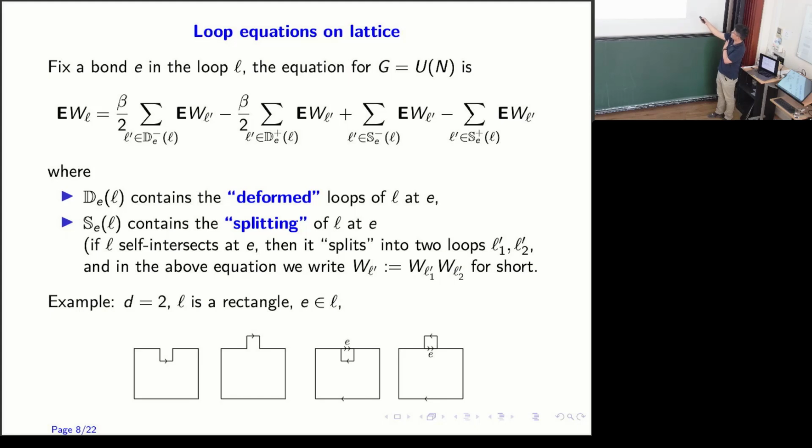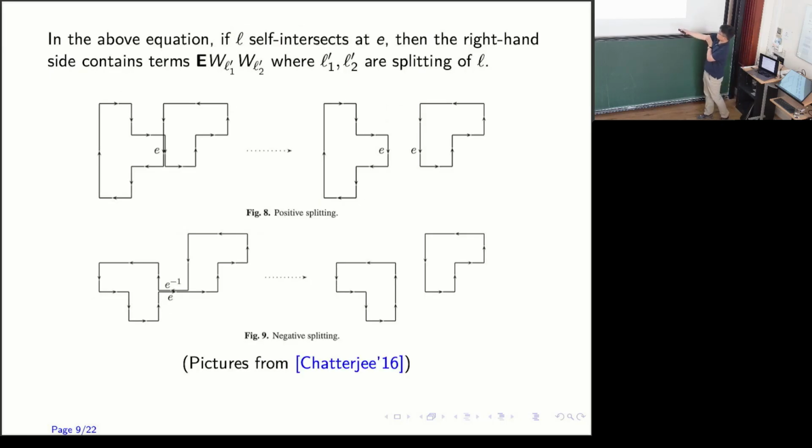In this equation, I have a shorthand notation. Maybe it's not a good notation, but W of L prime is actually W of L1 prime times W of L2 prime, where these are the 2 split loops. Okay, so also something called a positive splitting, negative splitting, just because they come with different signs in the equation. And yeah, so the difference is just we pass the E twice or pass the E and the E inverse.